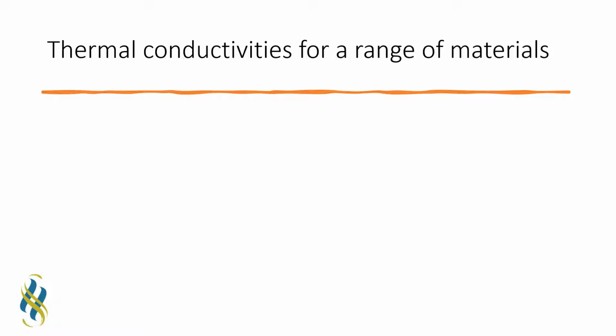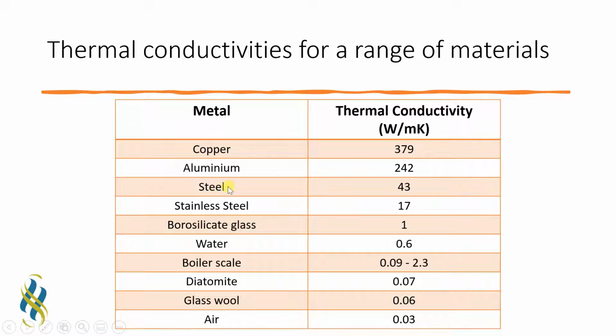Thermal conductivities vary considerably, ranging from metals that have high values through non-metallic solids and liquids to gases that have the lowest values. Typical thermal conductivities for a range of materials are given in this table. For example, copper, a metal, has a thermal conductivity of 379 watt per meter Kelvin. Aluminium, which is also a metal, has 242 watt per meter Kelvin. Steel has a value of 43 watt per meter Kelvin. Stainless steel has a value of 17 watt per meter Kelvin.